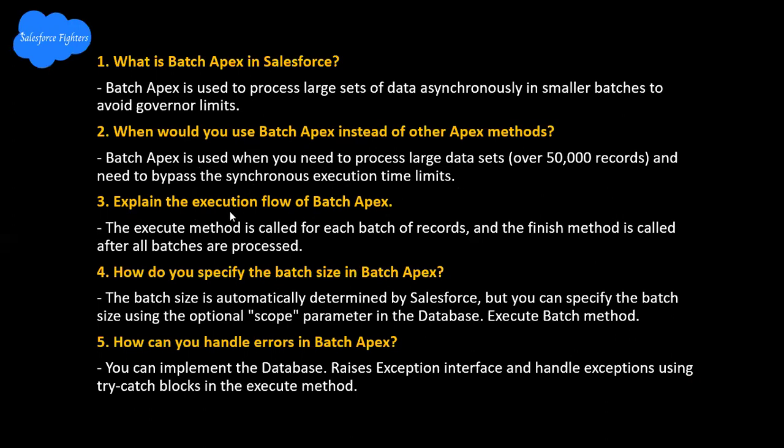Next question. Explain the execution flow of Batch Apex. The execute method is called for each batch of the records, and the finish method is called after all batches are processed.